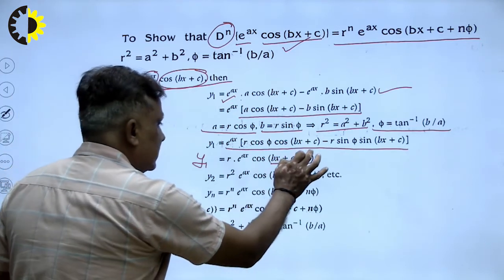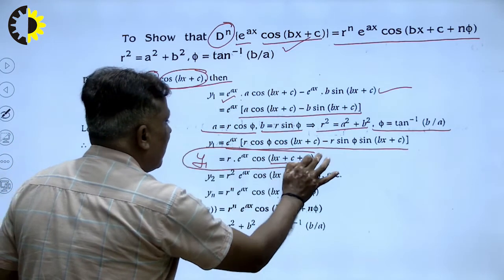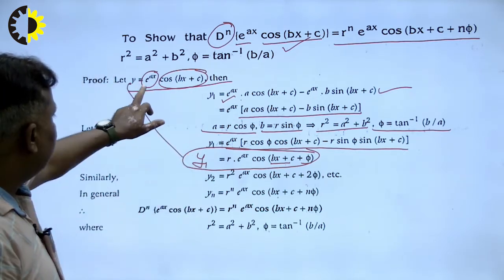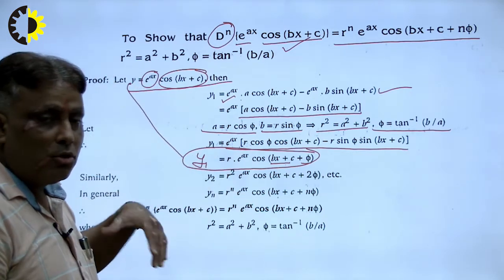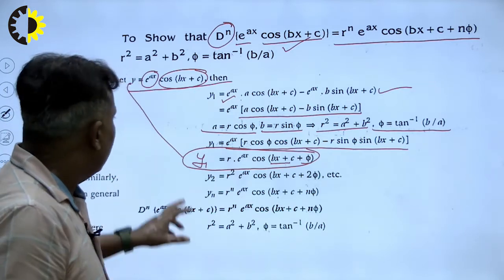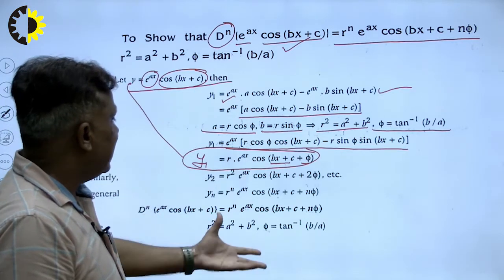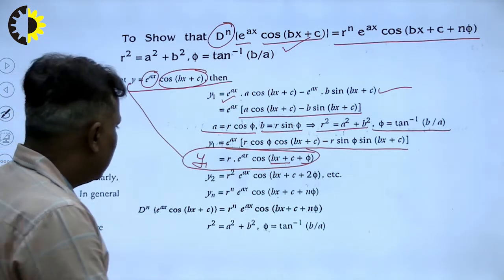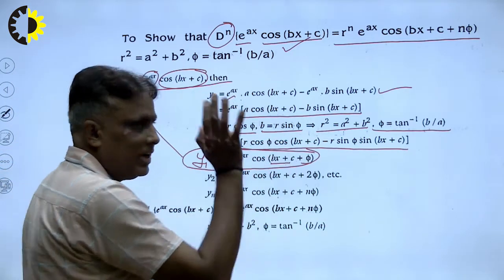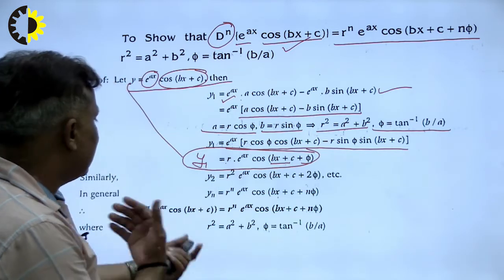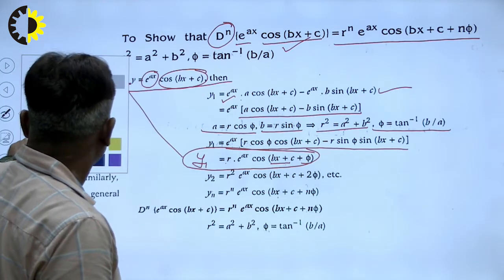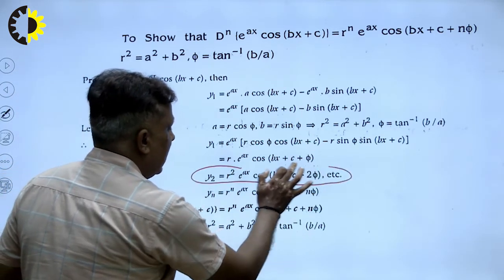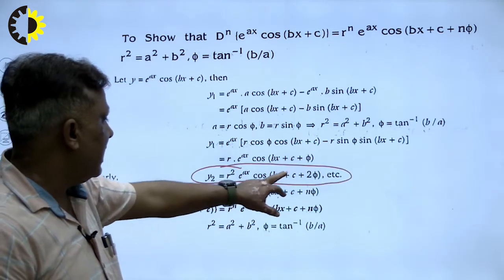Now the question is, what is the change from y to y1? The e raised to the power ax is as it is, because our aim is to create symmetry here. Cos is as it is. So what is the change? Two things change, as in the previous method: one is r and another is phi. Now suppose I want to calculate y2 directly. What will be the change here? So 1 r and 1 phi, so there will be r square and there will be 2 phi.